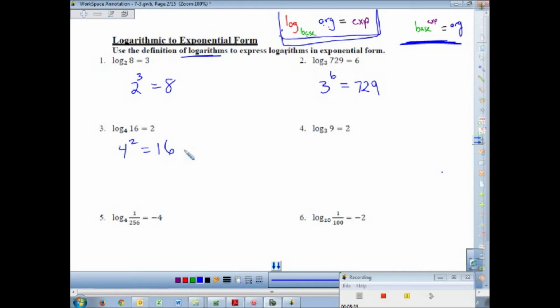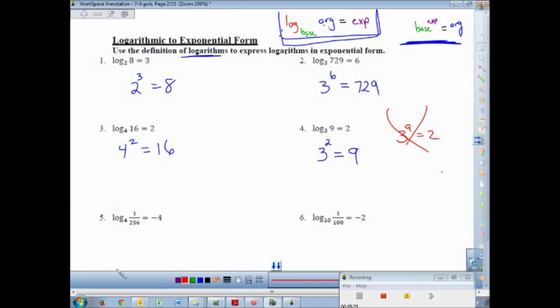Base exponent equals argument. What do we got? 3 to the second equals, now let's just pretend that I made a mistake. What if I said 3 to the 9th equals 2? Can you realize that's incorrect? There's no way that 3 to the 9th power equals 2. Do a mental check. Does that seem right? You know, yeah, 3 squared is 9, right? So, cool. How about this one?